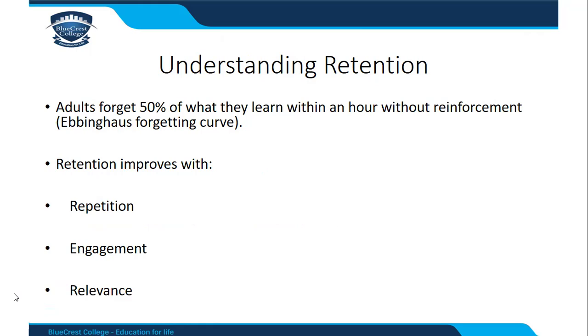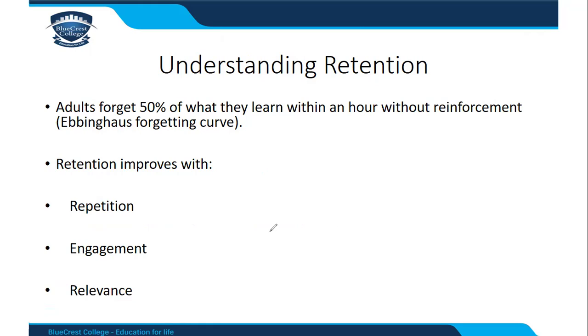It is also important to note that adults forget about 50% of what they learn within an hour. So if you offer training and then within 1 hour you do not reinforce what has been learned, or you do not get people to practice what they have learned, they will forget within an hour everything that they have heard.